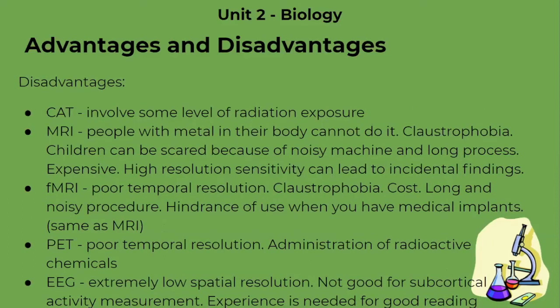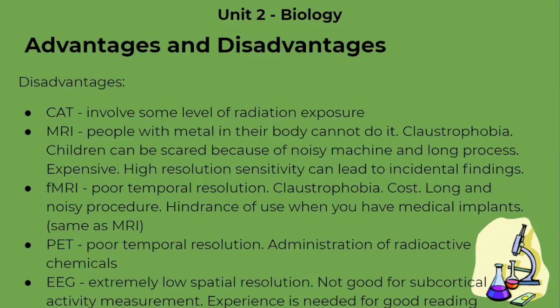So the disadvantages. The CAT scan involves some level of radiation exposure. A person with metals in their body cannot undergo an MRI. It could also trigger claustrophobia as the machine is very small in space. Children could be scared because of the lengthy process and the noisy machine. It is also expensive. The high resolution sensitivity can lead to incidental findings.